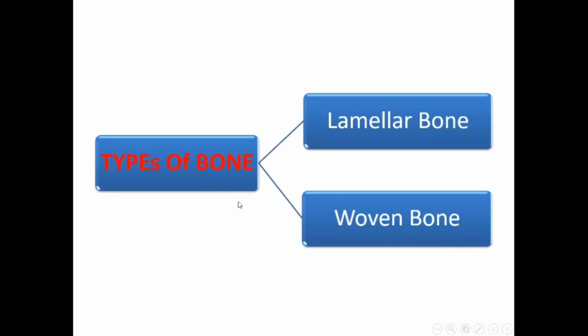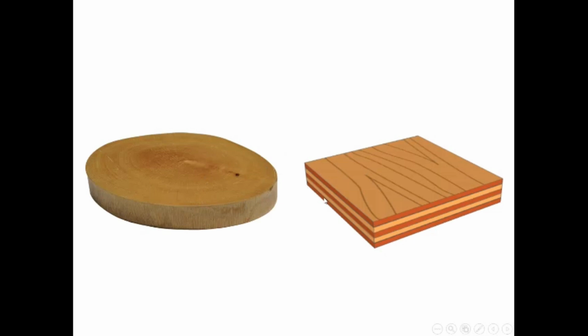But under the microscope, we have two types of bone: lamellar bone, or mature bone, or secondary bone, and woven bone, called immature or primary bone. The lamellar bone contains regularly arranged components, but woven bone contains irregularly arranged components. Let's see in detail. But first, let's go to the carpenter.